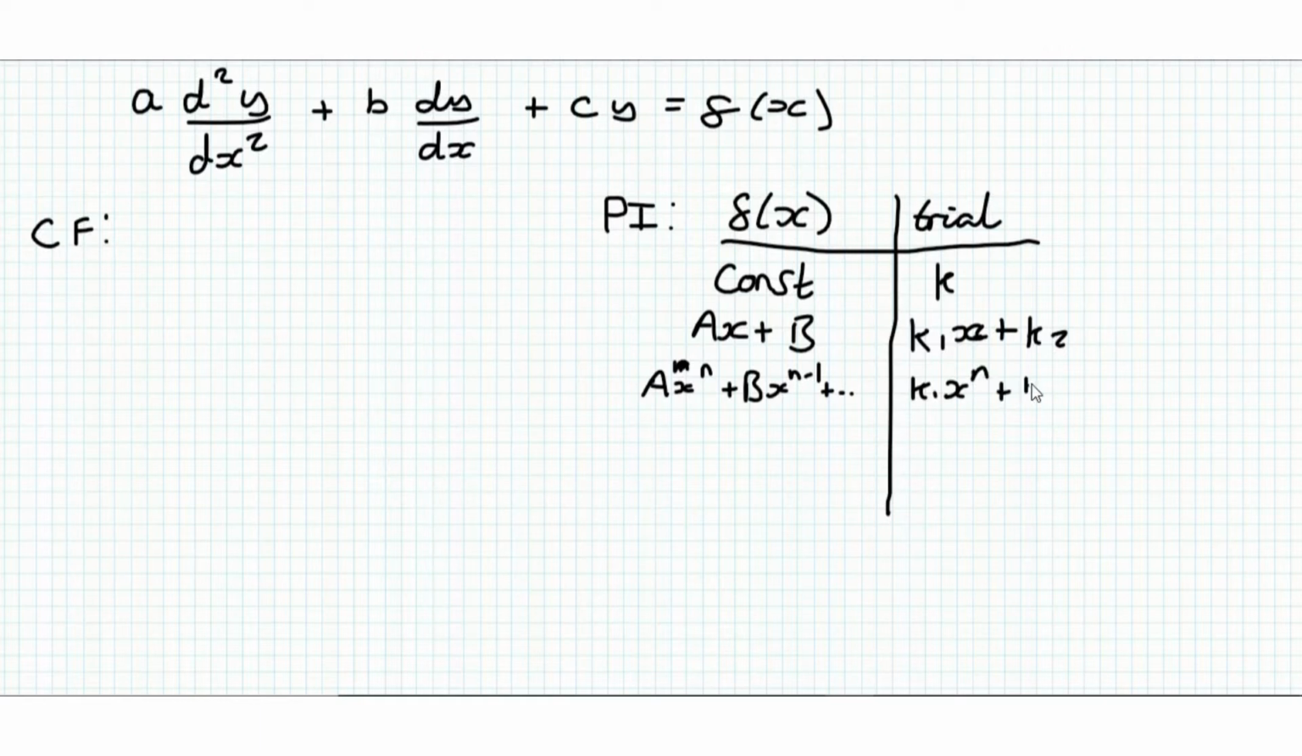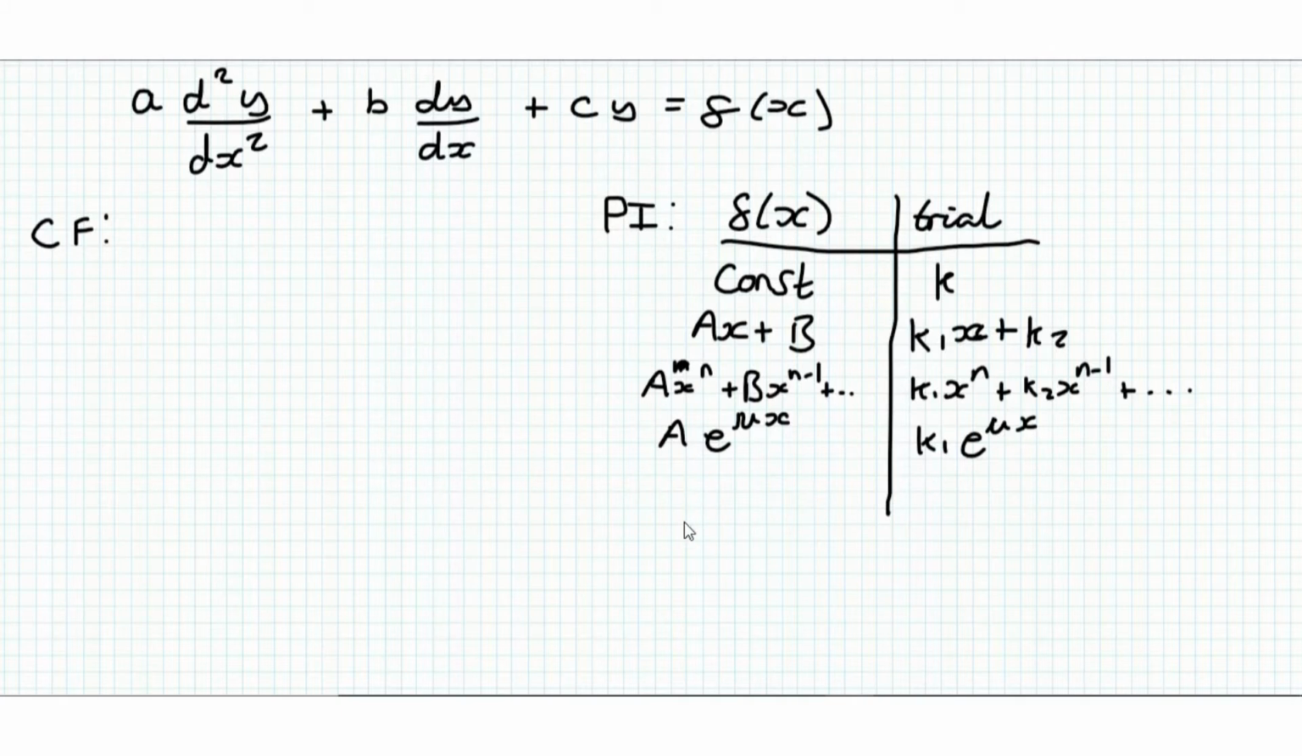And then if we have a e to the mu x, then we put in k1 e to the mu x. So we had 7 e to the 2x, we put k1 e to the 2x, and we're just trying to find the value of k. But this will be a little bit clearer when we look at an example.